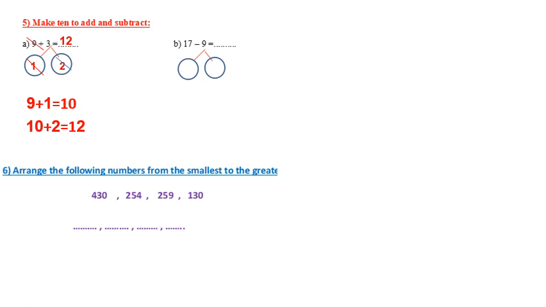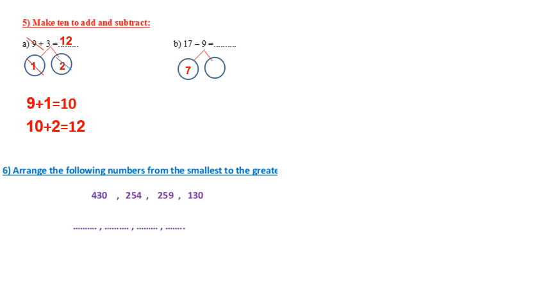17 minus 9. Now I want to make 10 to subtract. I'll break number 9 into two numbers. Which numbers? Look, 17, I have 7 ones. So I'll break number 9 as 7 and what?